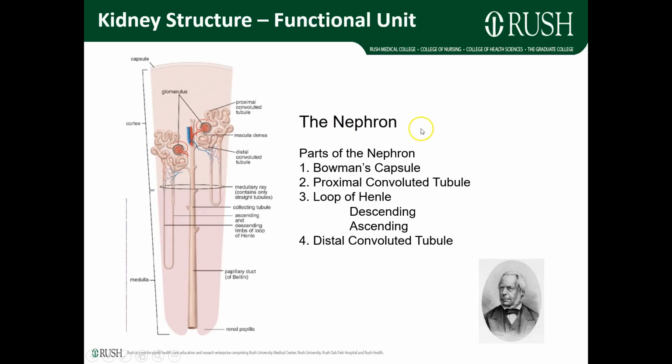The parts that we're going to be talking about are the Bowman's capsule, proximal convoluted tubules, loop of Henle, which has its descending and ascending loops, as well as the distal convoluted tubules. It's not so clear in this picture here, but we'll talk about that in detail. And by the way, this is Mr. Bowman who described the Bowman's capsule.